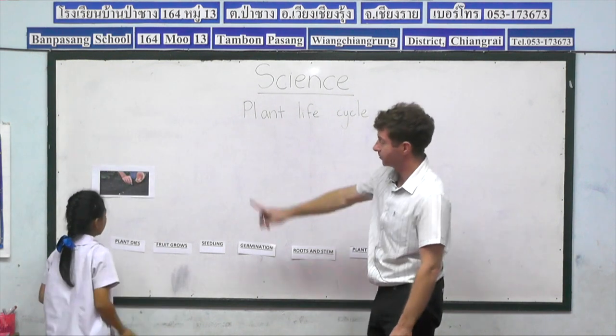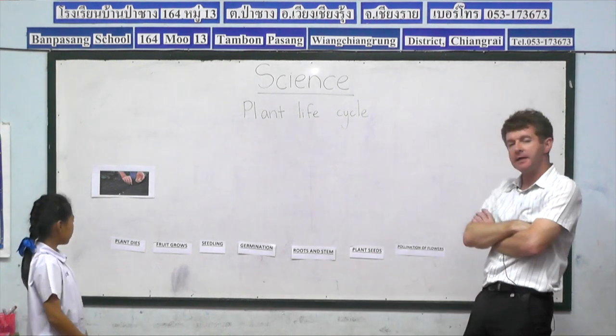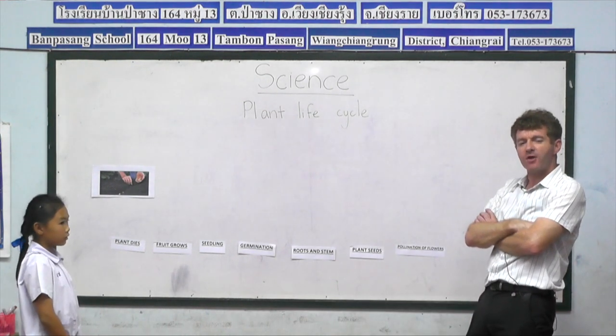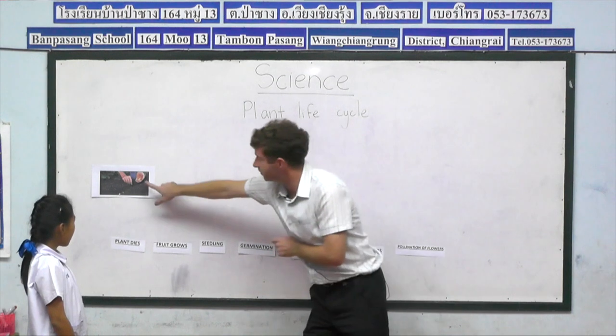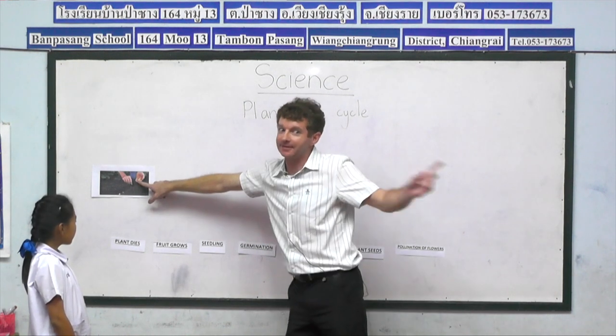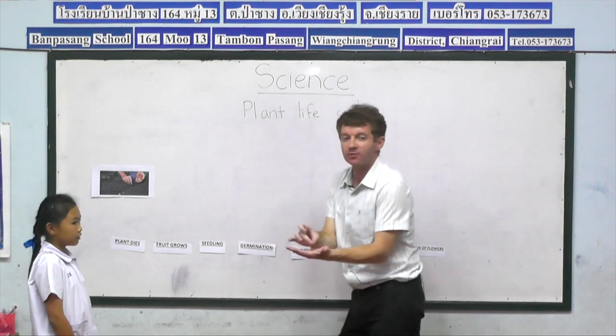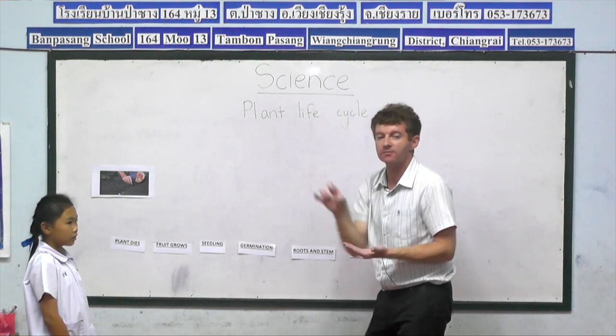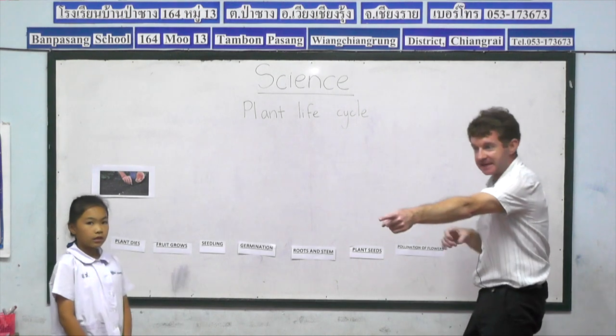Excellent. Okay, so we've got the picture, but now we need the word. What's the first thing that happens? Before it's a plant, what can you say? Not die. Die is the end. What do plants start off life as? What do we need to put into the soil? Seeds.